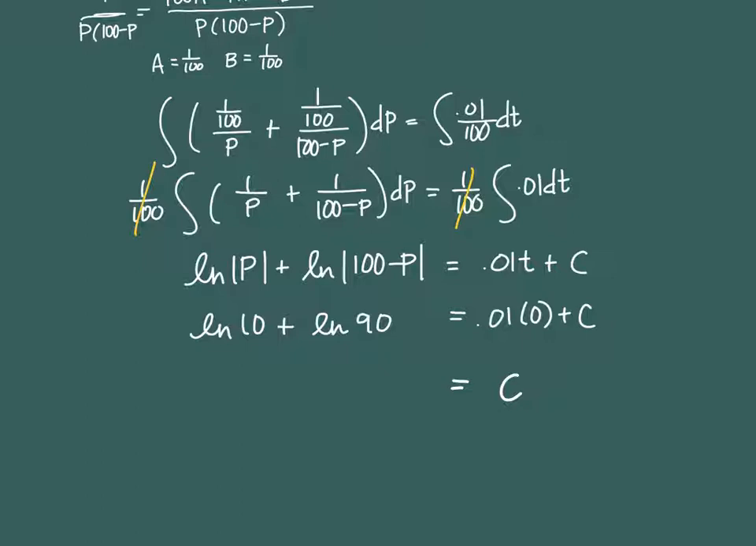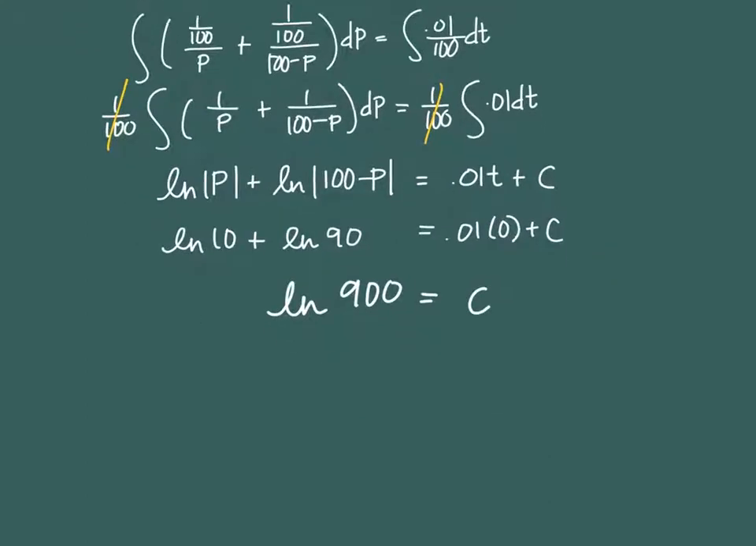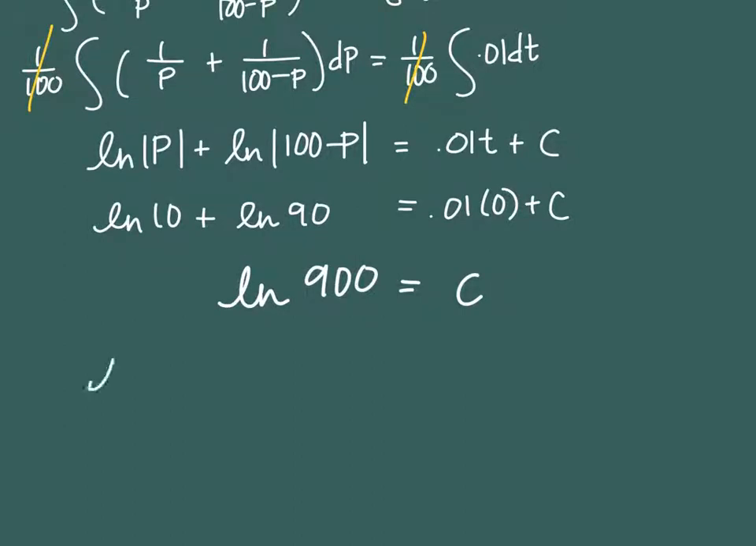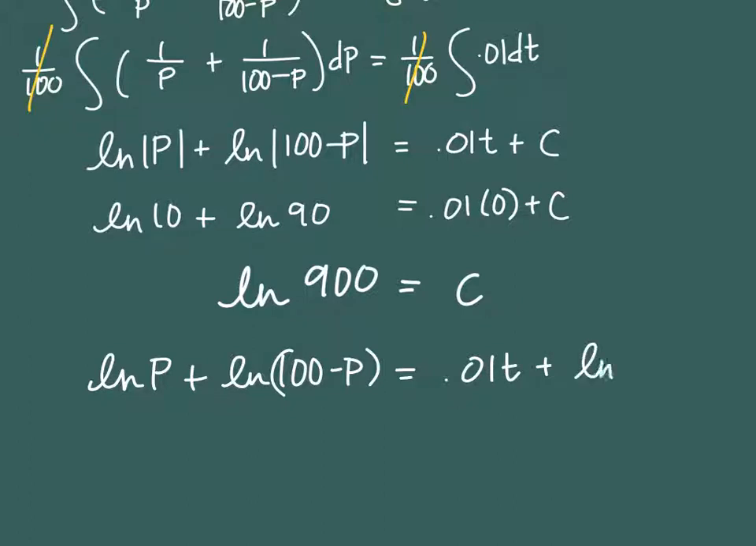And so C is the natural log of what if you put 10 and 90 together? 900. Okay, so that's my constant. Because remember, with logs, you can add them. Or if you add the logs, you multiply the quantities together. So we have the natural log of p. I'm going to drop the absolute values because I know that it's going to be positive. Equals 0.01t plus the natural log of 900.